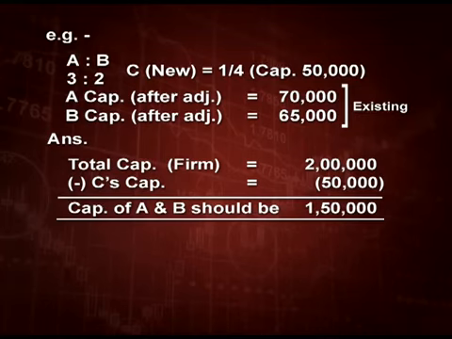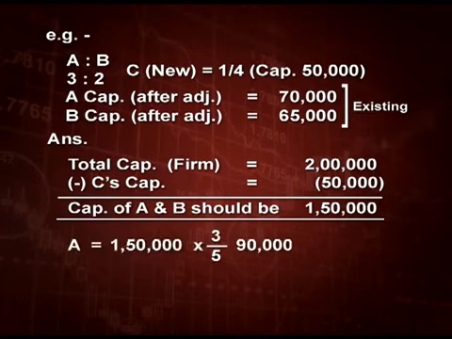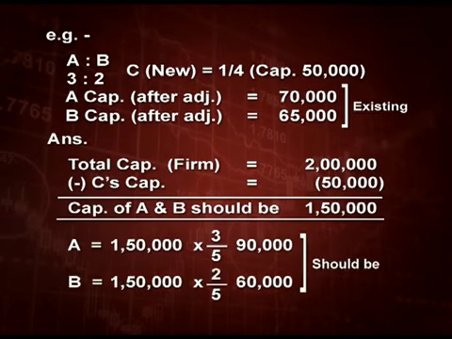Now, please deduct C's capital of 50,000 from this. That makes the balance 1,50,000, which should be the capital of A and B. Let us see what the capital of A should be. 1,50,000 into A's share 3/5, that is 90,000, and B's capital should be 1,50,000 into 2/5, that is 60,000. Now, this should be their capital, and what is their actual capital? That was given in the question itself, 70,000 and 65,000.